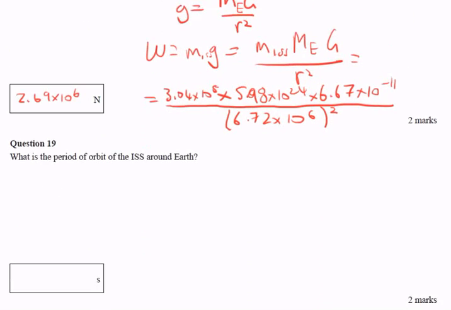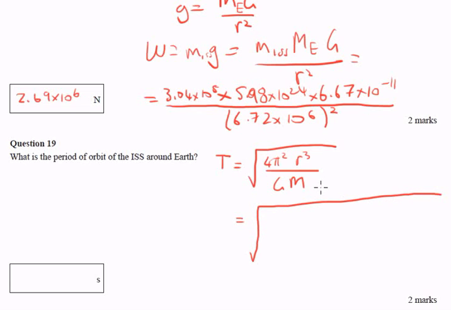Alright, what's the period of the orbit around Earth? Right, two of the equations you'll have on your cheat sheet, one of them looks like this. T equals the square root of 4 pi squared r cubed over gm. This is just about putting the right things in and getting the calculation right, like I nearly got wrong before.